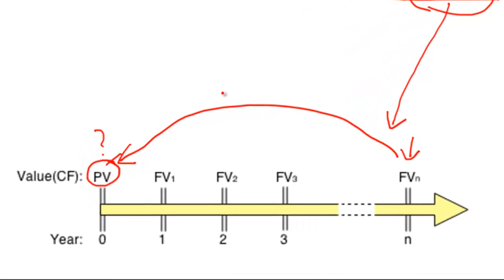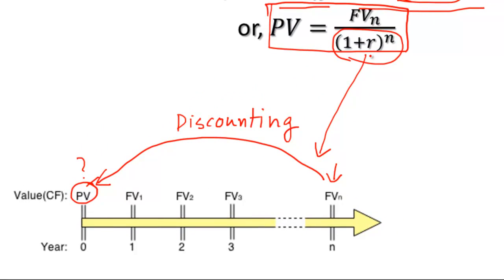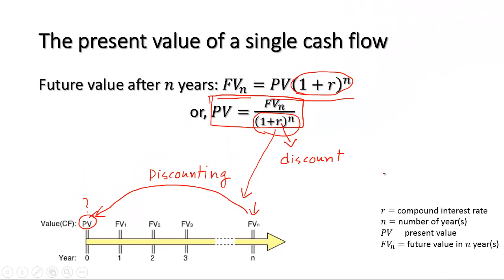This process is called discounting, which is the opposite of compounding. This is why sometimes we call the compound interest rate the discount rate. Sometimes we do not use the term interest rate, rather we use discount rate, but we can use these two alternatively, no problem with that.